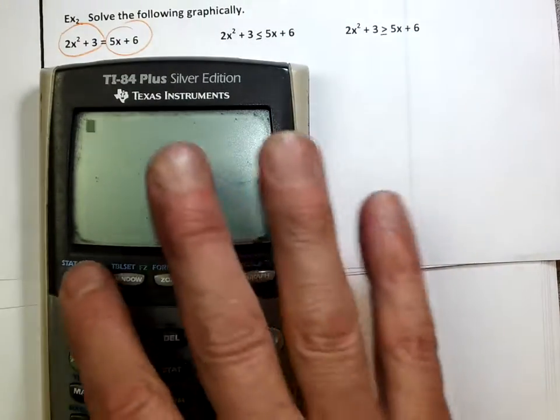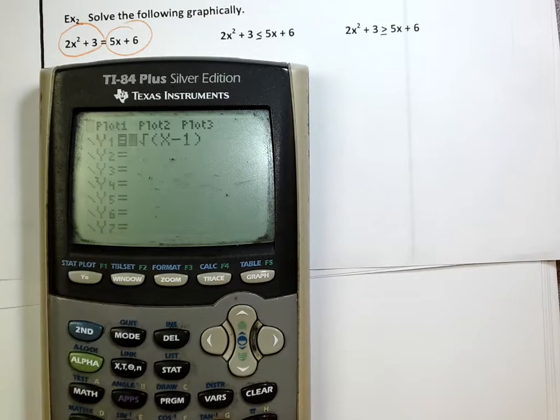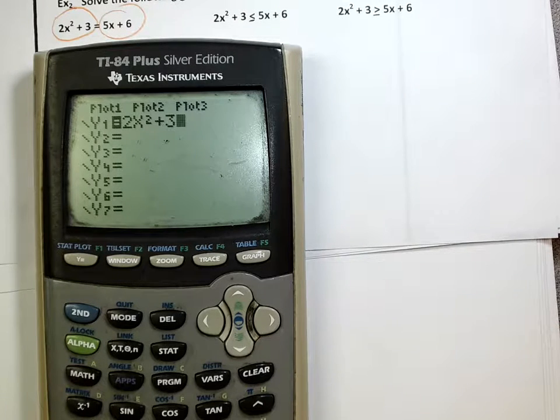Go to y equals. See my y equals button right here? Clear out whatever's there, clear. Then I'm going to enter 2x squared plus 3. The x variable is here, right? 2x, and I use my little squared button, down there. Plus 3. Thumbs up if you got it.